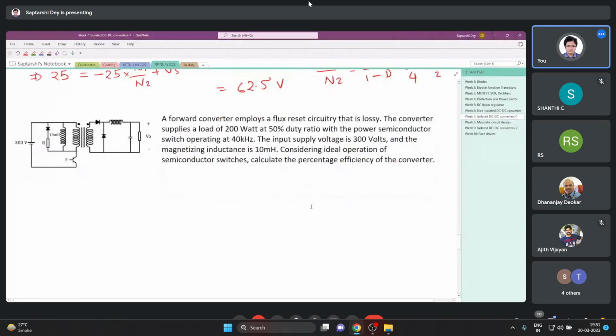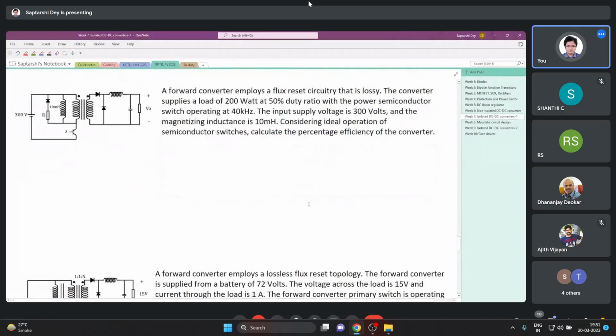Alright, next question. A forward converter employs a flux reset circuitry that is lossy. The converter supplies a load of 200 watt at 50% duty ratio with the power semiconductor switch operating at 40 kilohertz. The input supply is this and the magnetizing inductance is this. Considering ideal operation of semiconductor switches, calculate the percentage efficiency of the converter.